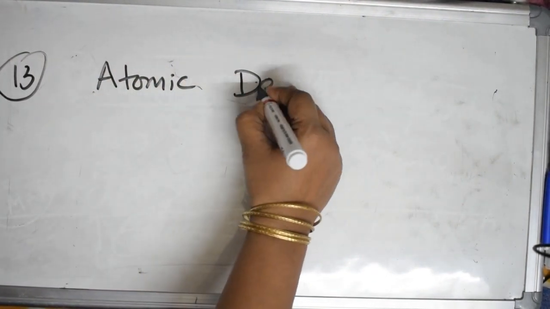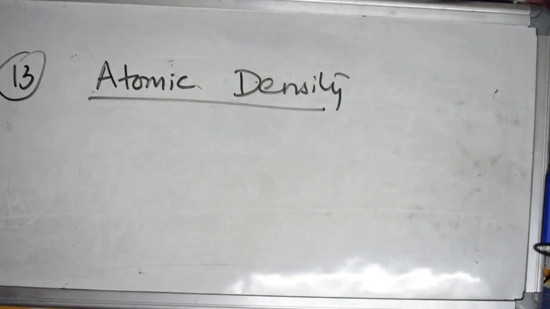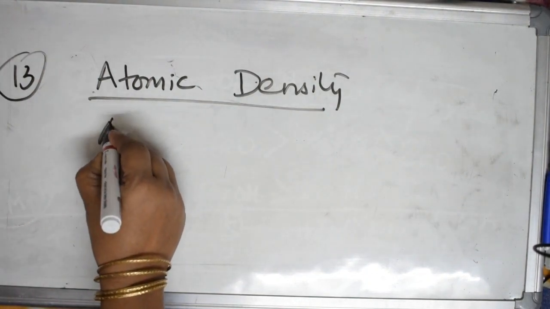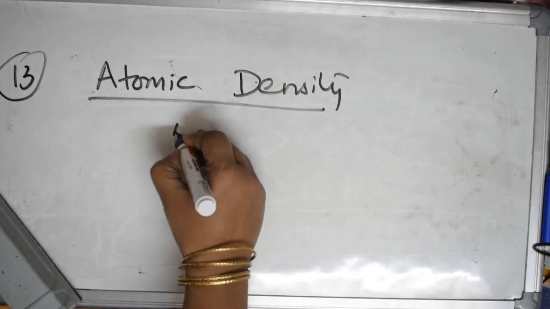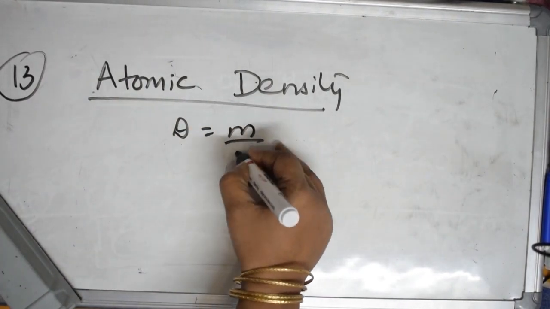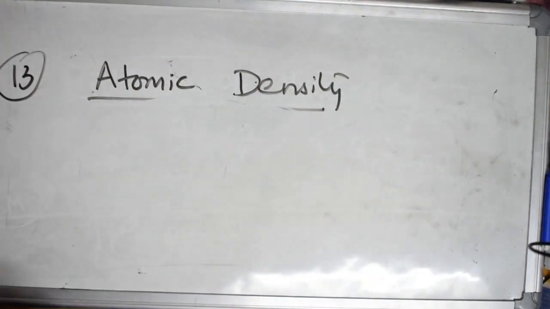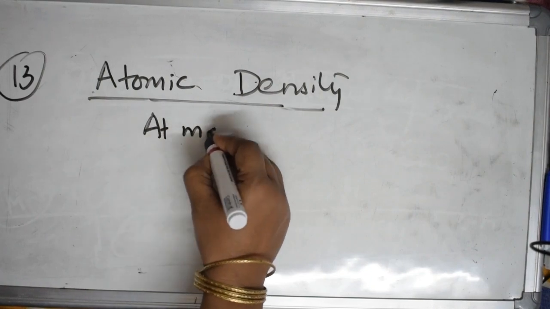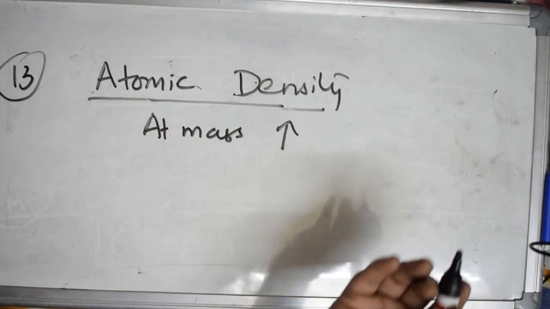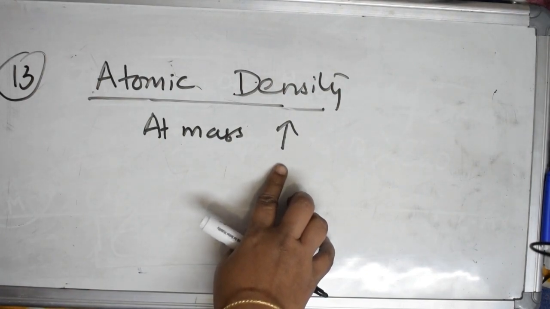If this question is given to you, what should you remember in the exam? We know density. Okay, let us write the formula for this. First, density is equal to mass by volume. Correct? This is what we have written. This is a simple formula. Now I am speaking in terms of mass, as the mass increases.